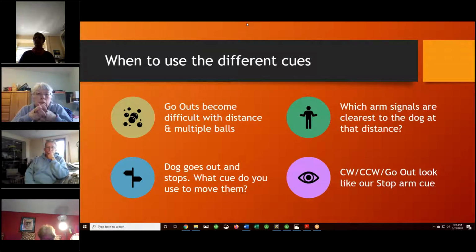The obedience people, I know they practice that like crazy, and yet it still can go wrong. So it's one of those times where the go out is great up close when we can point, but when it gets further out, having cues that work more on the idea of the circular, where you send them out and around and you can move them, sometimes that's where the circular cues are a little more handy. So we'll come back to that one when Monica gets her video.